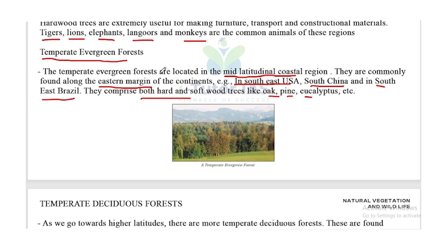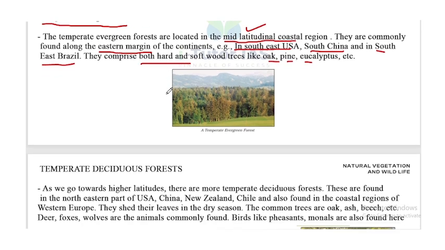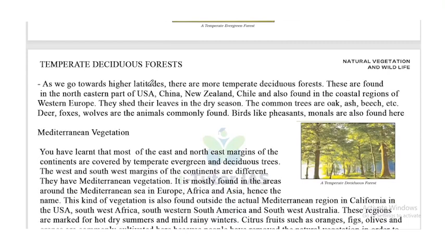First, they are mainly found in the mid-latitudinal coastal region. Then they are found in the eastern margins of the continents, for example, in Southeast USA, South China, and Southeast Brazil. Now, they comprise both hard and softwood. Example: oak, pine, eucalyptus. Now, temperate deciduous forest.